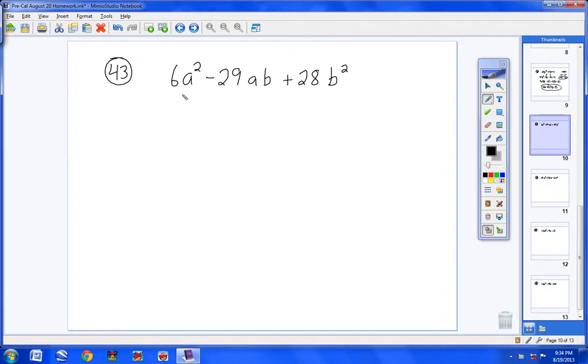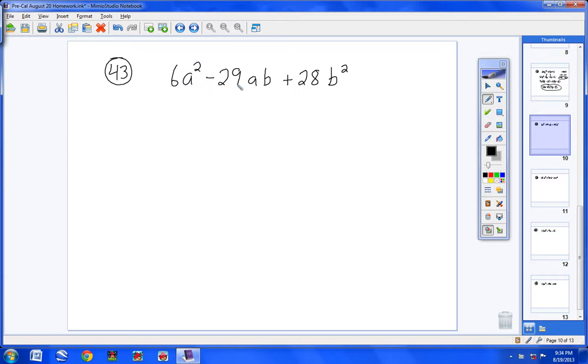Well, students, as I look at 6, 29, and 28, I know right away there's nothing that goes into these numbers evenly. And how do I know that? Because 29 is a prime number. Nothing divides into 29 evenly except 1 and 29. I do not have an A in every term. There's no A here. And I do not have a B in every term. There's no B here. So I cannot factor out anything common.